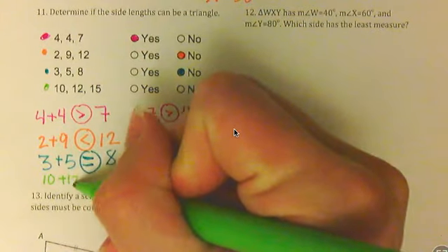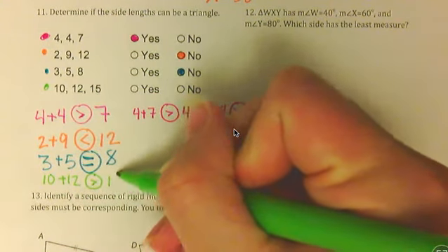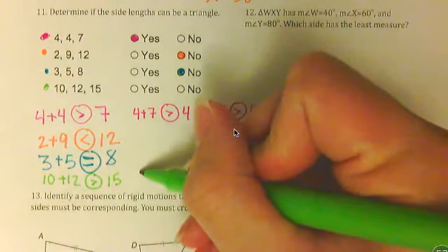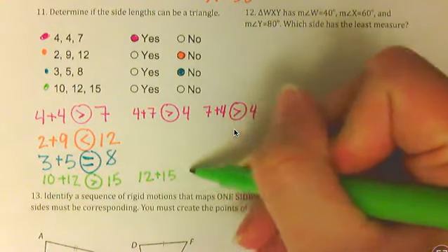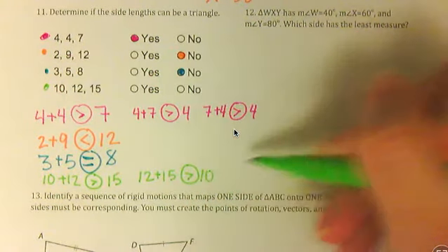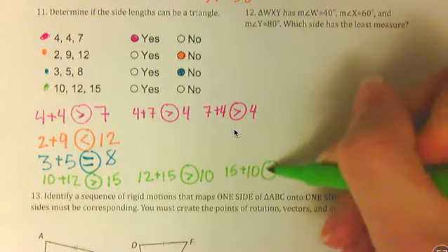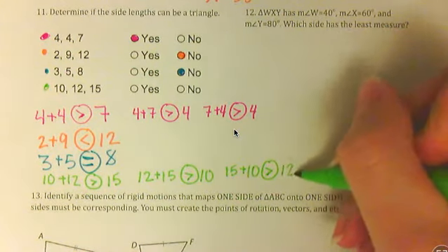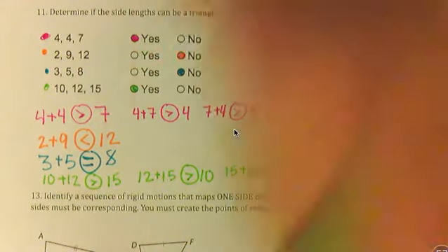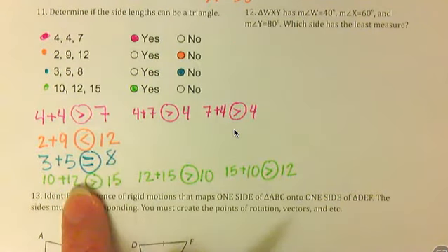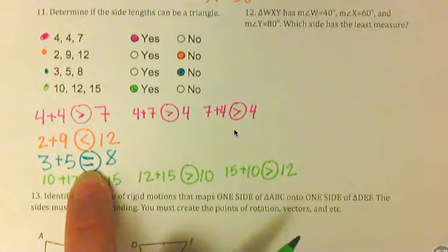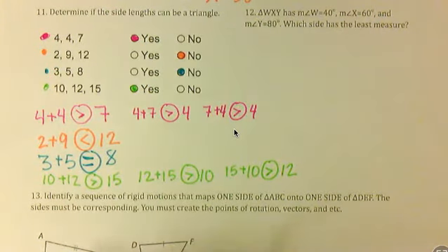10 plus 12 is greater than 15. 12 plus 15, well, we know that's greater than 10. 15 plus 10, we also know is greater than 12. So this one does work. So you have two that work with greater than, one that's less than, and one that's equal to. Only the ones that have all three greater than would work.